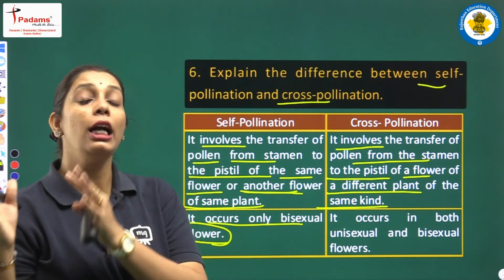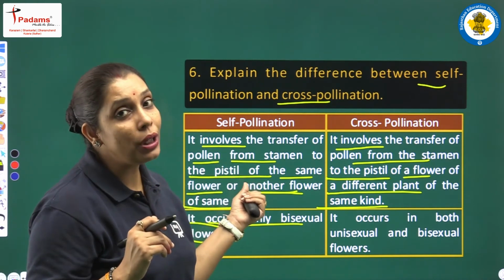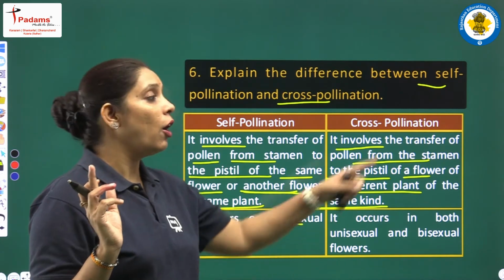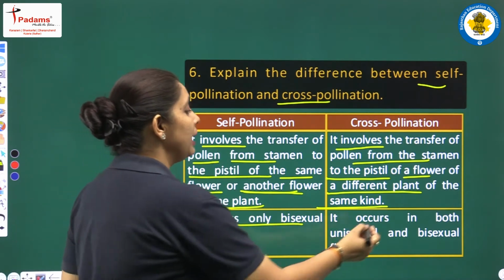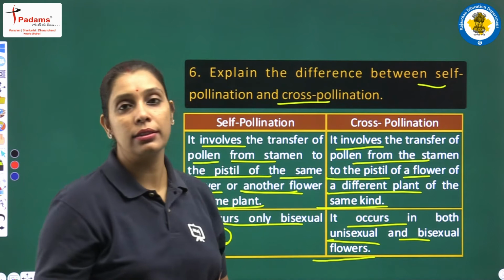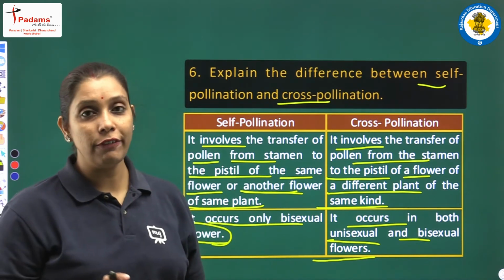यहाँ पर प्लांट दूसरा हो जाएगा. यहाँ पर प्लांट सेम होना चाहिए, चाहे फ्लावर दूसरा क्यों ना हो. Is that clear? और यहाँ पर प्लांट ही दूसरा होगा. And it occurs in both unisexual and bisexual flowers. The concept of self and cross pollination is clear to everybody.